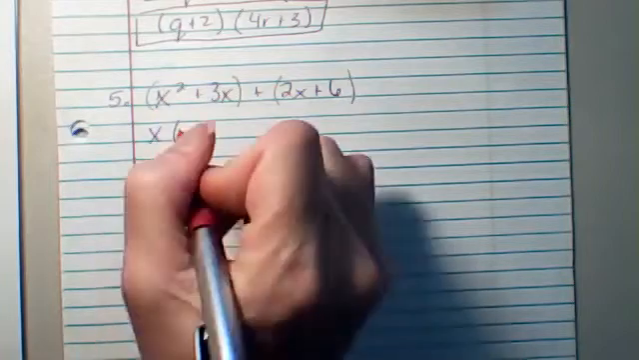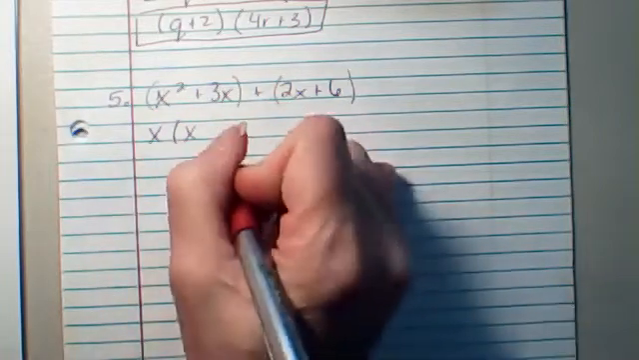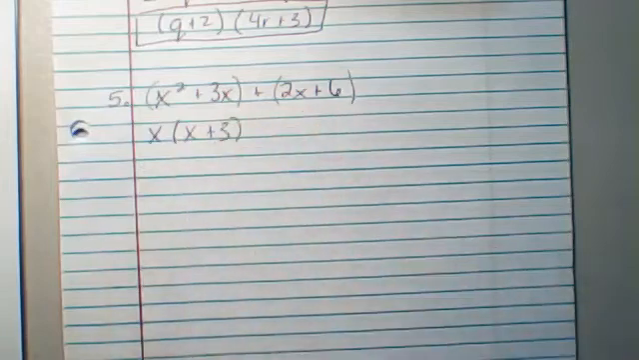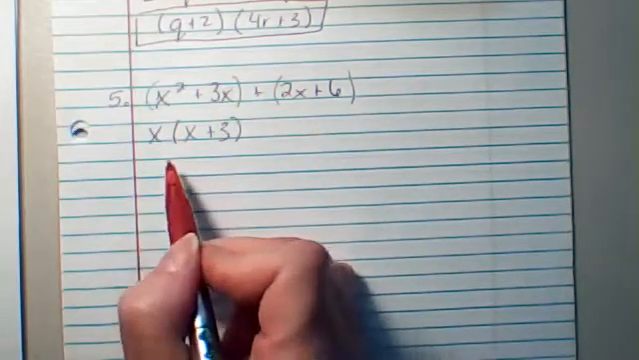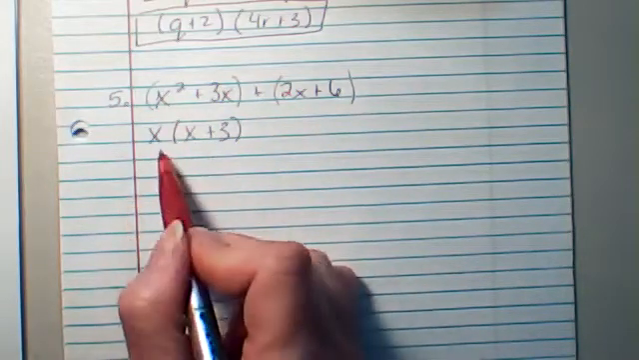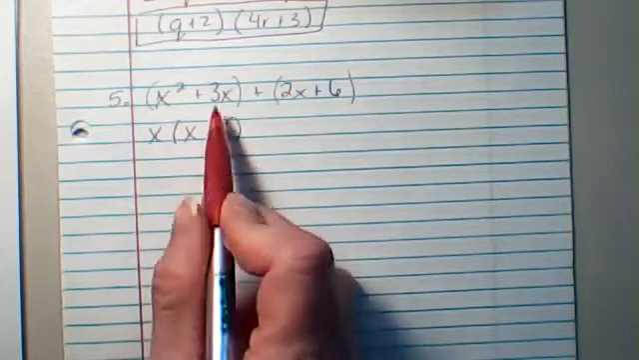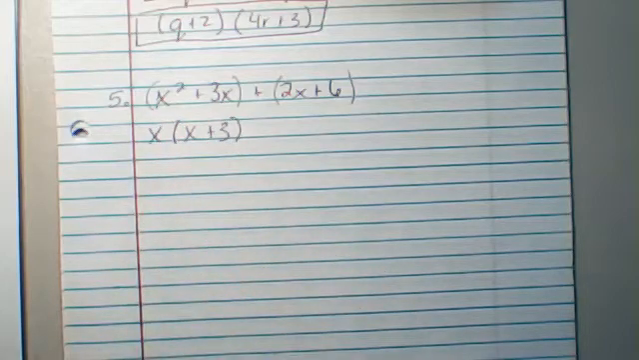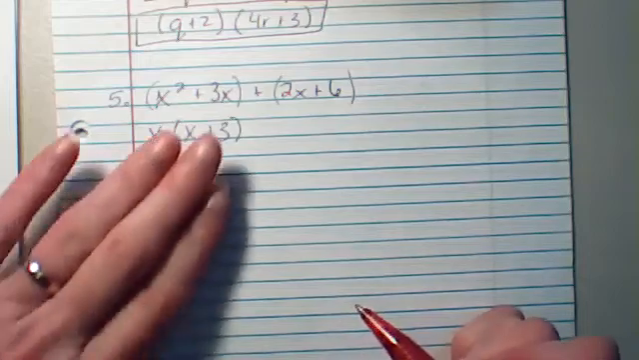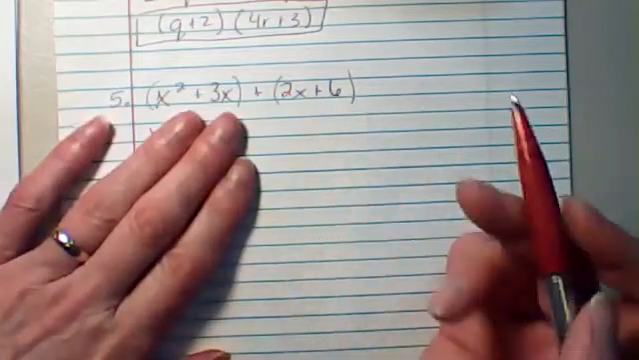And so what would that leave me with? X plus 3. And to see if I factored that correctly, go ahead and multiply: x times x is x squared. X times 3 is 3x. So I know I factored that correctly. Now I'm going to ignore that part for a while and just focus on this one.